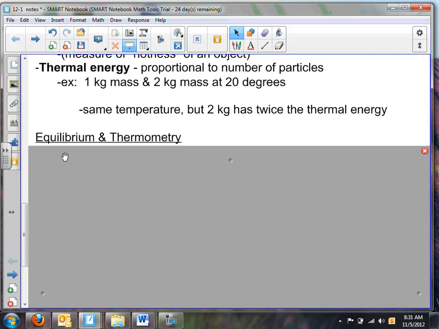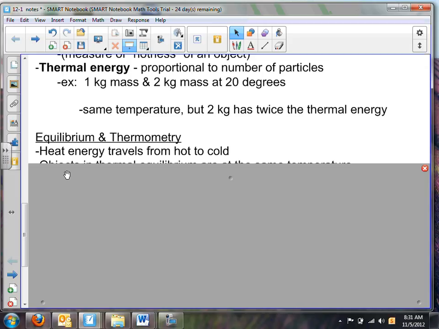So lastly for today, we'll deal with equilibrium in thermometry. We know that heat energy travels from hot to cold. We'll witness this in our demonstration on conduction. You put a metal bar on a hot plate. The heat's going to go from the side that's on the hot plate, and then the other side will eventually get warmer as the heat travels from hot to cold.